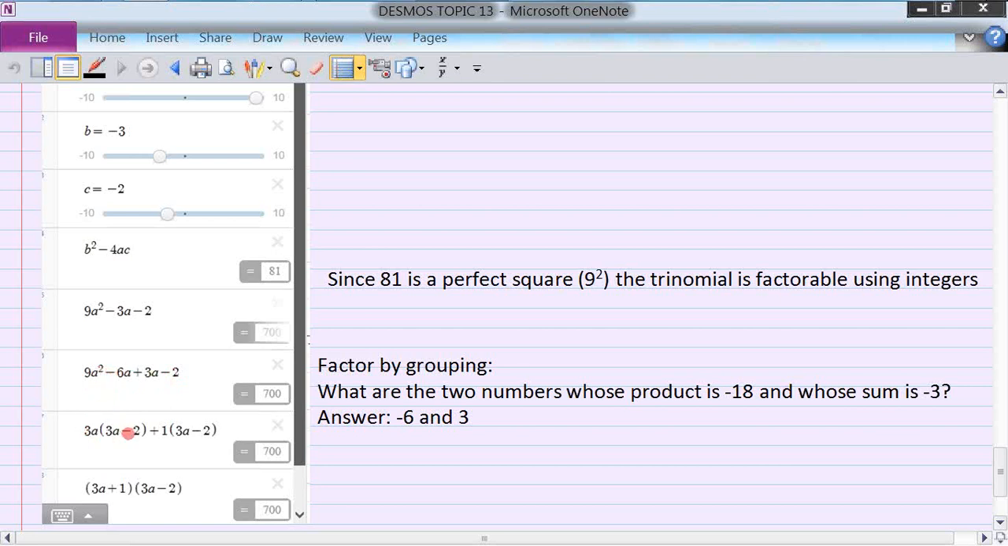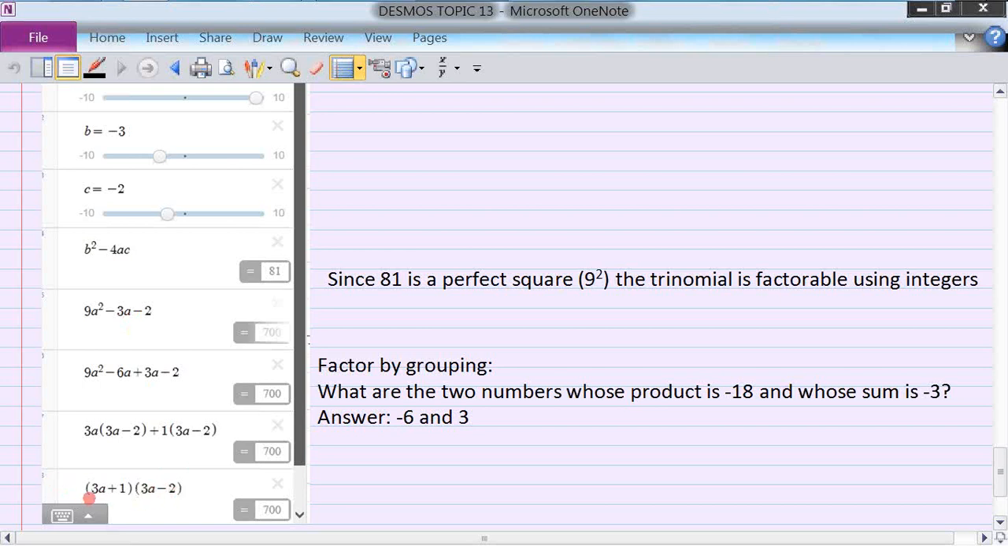And I'm left with 3a minus 2, because 3a times 3a is 9a squared. 3a times minus 2 is minus 6a. And here I have an implied 1 outside the bracket. I'm going to factor the 3a minus 2. I probably should have written it first, but I wrote it second. And then I'm left with 3a plus 1. The order of multiplication doesn't matter, so it doesn't matter if I write this first and this second, or vice versa. Notice this number doesn't change. So this factors down to here.